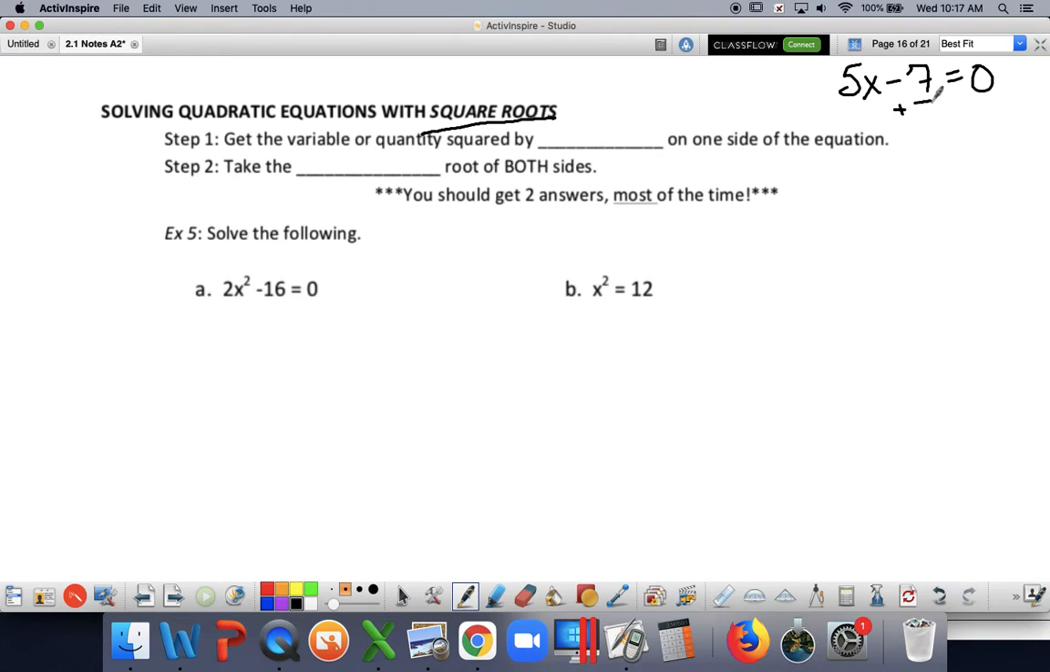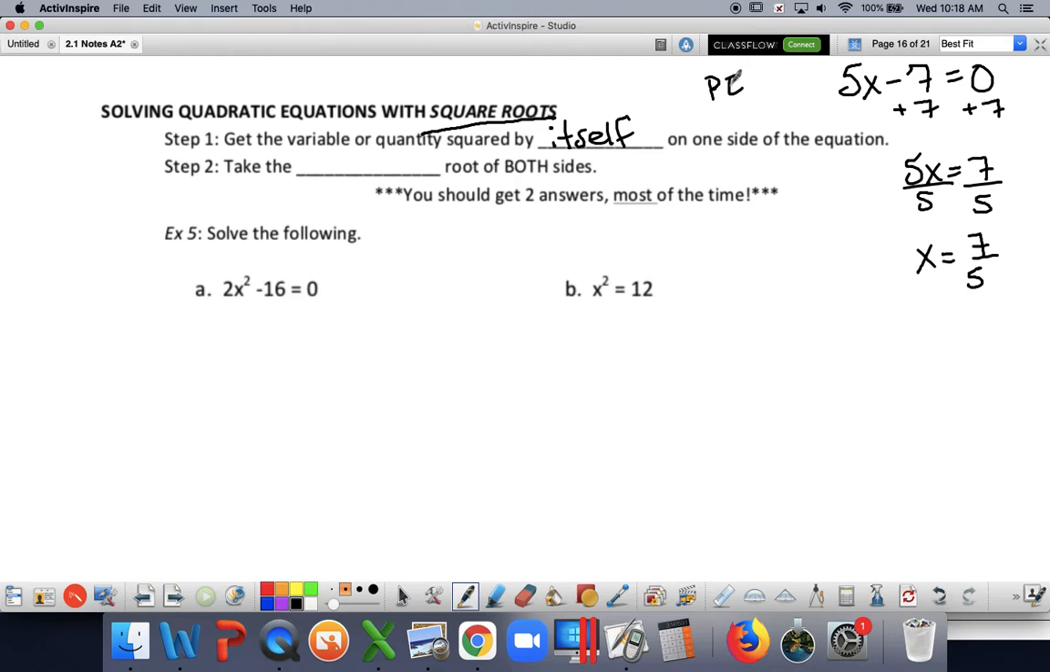Well, I'd add 7, and then I'd divide by 5. So what we're doing is we're getting the x all by itself, right? We're isolating the x. When I solve with square roots, I'm going to get the variable or quantity squared by itself. I'm going to do the exact same process.